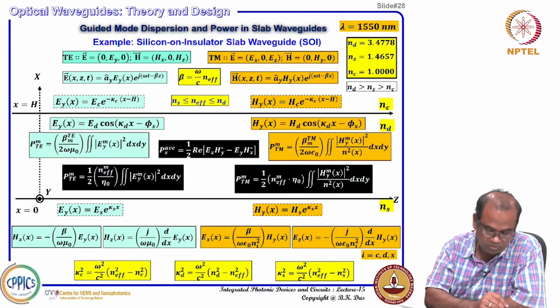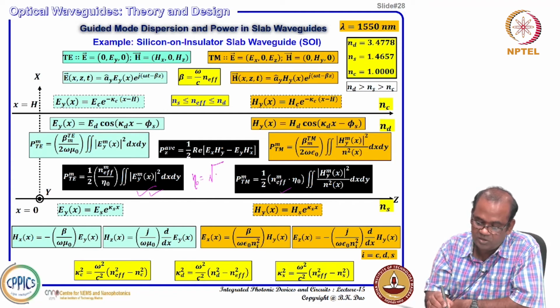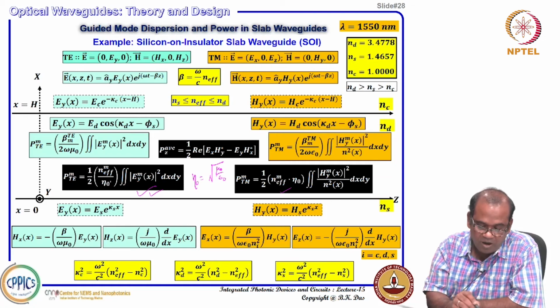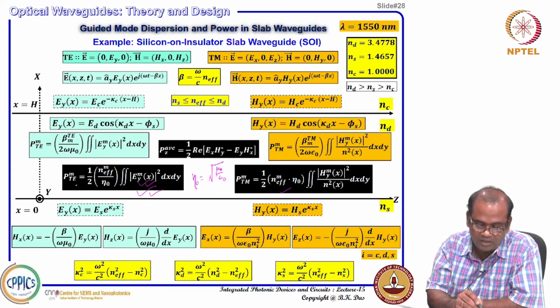So, if you do all these things, then you can modify this expression a little bit in terms of n effective and eta naught. Eta naught, you know, is the intrinsic impedance, the square root of mu naught by epsilon naught. So, we know the power carried by a mode. To estimate that, you need to know the field distribution throughout the cladding region and core region, and you need to know the effective index of the guided mode. If you know that, then you can find out how much power is flowing.